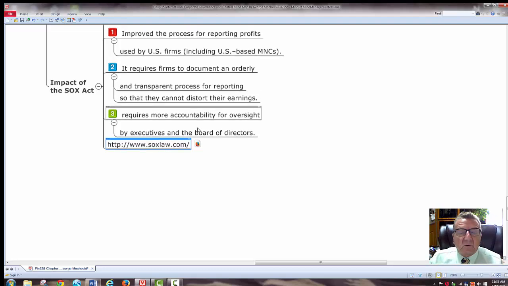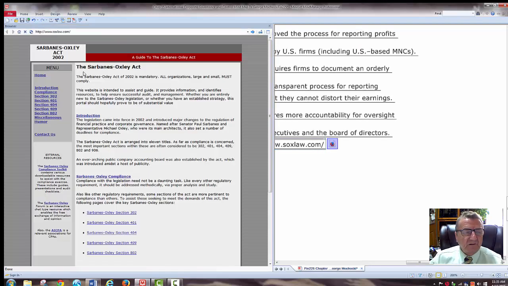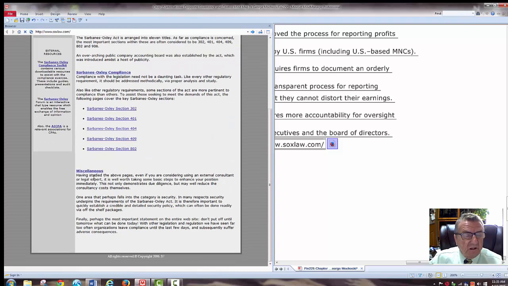It requires more accountability, oversight by executives and board of directors, so they can be held accountable if the company did something wrong. Before, the company paid a fine, and the executives got their bonuses and walked right out. Now they could do time. Okay? And this site here basically is this: you've got the compliance, the sections, the introduction, those who are looking at it, different sections, a major change to regulation, financial corporate governance. That's why it ties in here. Named after the Senator, the Act is arranged in 11 titles, and you have the 11 titles, miscellaneous. So it has the information if you want more, just to be aware of it, okay?